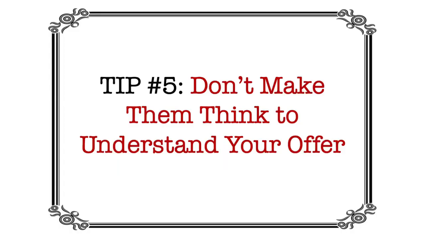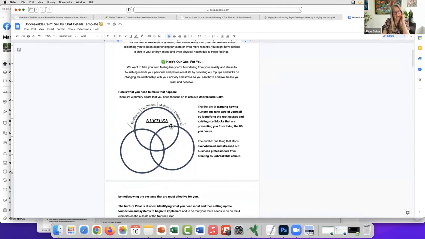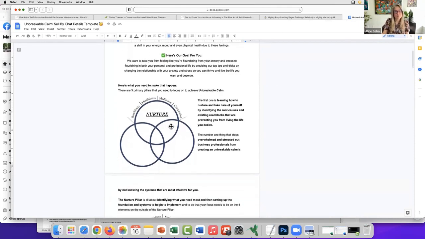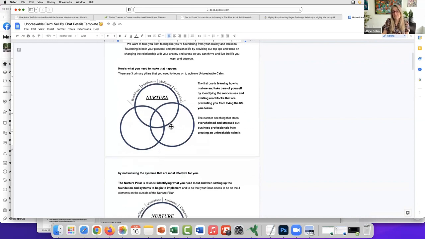Tip number 5, don't make them think to understand your offer. So then she goes into what, here's what you need to make that happen. These are the 3 primary pillars that you need to focus on. I think this is way too technical, especially in a document or a written thing. Like, it seems like a lot, and it lays it out well and it makes sense, but I think this would be better as a video for sure.